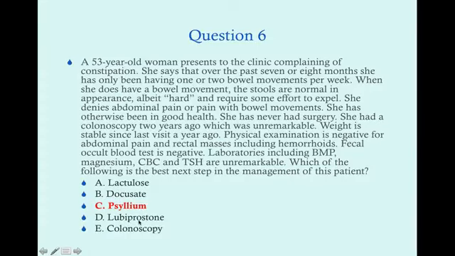Lubiprostone is something that helps with constipation, but it's reserved for patients with irritable bowel syndrome. And this patient does not have irritable bowel syndrome. She doesn't have abdominal pain before her bowel movements. So that's unlikely. I'll show you the Rome criteria for IBS in a little bit. And then colonoscopy would be indicated if she had one of those red flag symptoms, which I'll go over in the next couple slides.